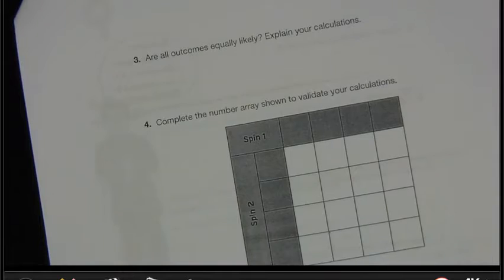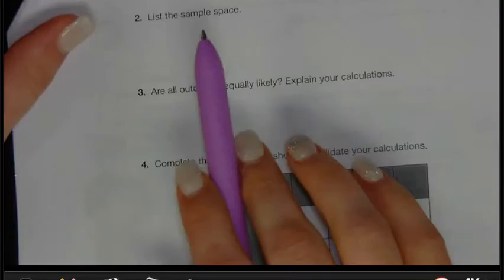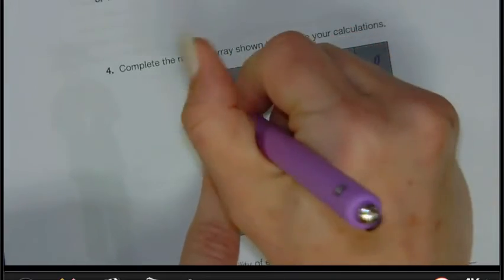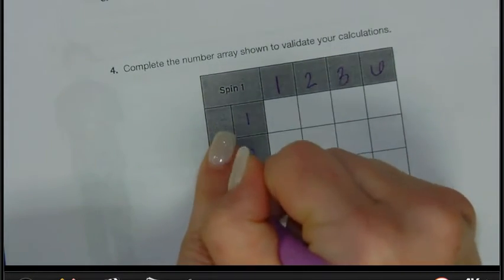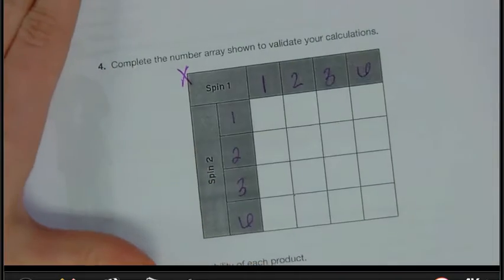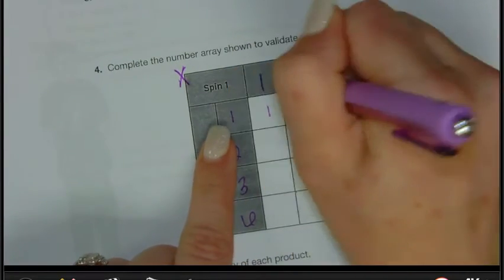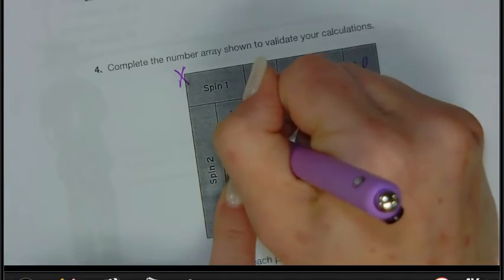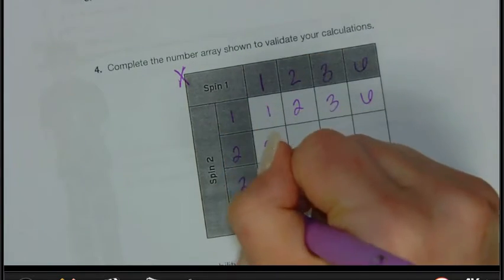Number 2, it wants me to list my entire sample space. Well, I'm going to skip this question because I would like to fill out my array first before I do that, so that way we can easily see what my outcomes are. Okay, well, spin 1, I could either spin 1, 2, 3, or a 6. And spin 2, I could spin a 1, 2, 3, or a 6. Okay. And what I'm doing here is I am multiplying my 2 numbers together. So 1 times 1 is 1, 1 times 2 is 2, 1 times 3 is 3, 1 times 6 is 6, 1 times 2 is 2, 1 times 3 is 3, 1 times 6 is 6.